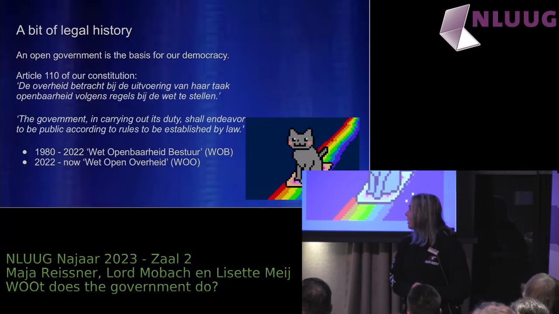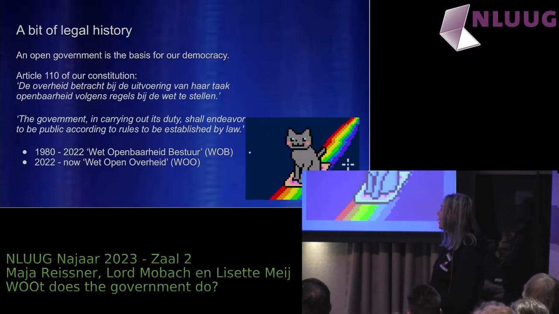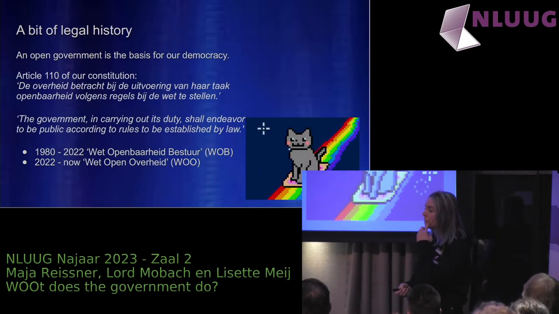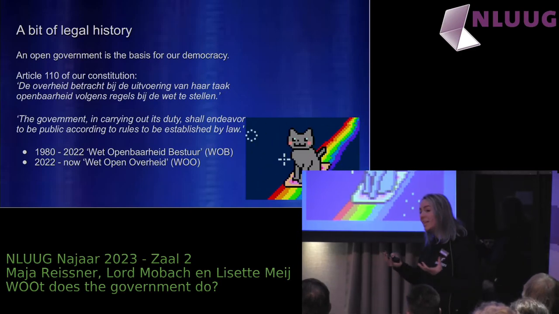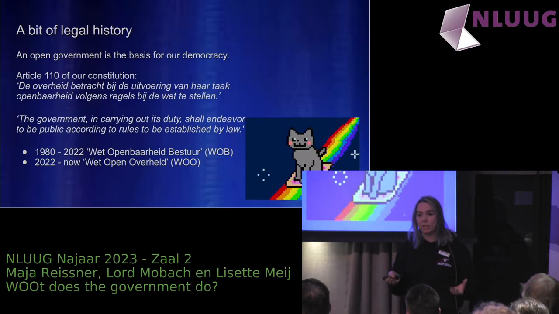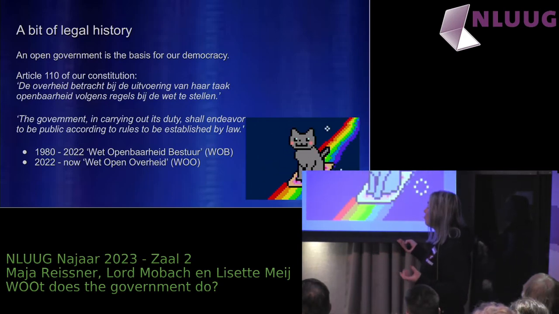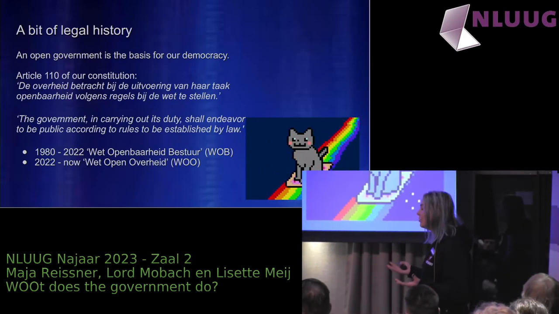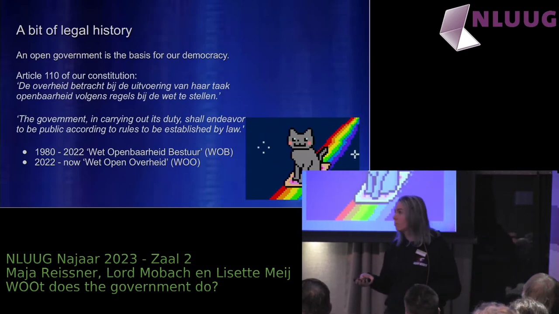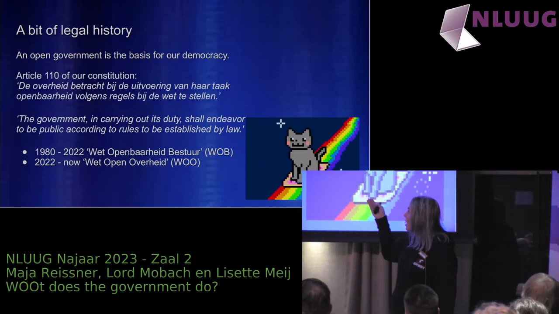So to take you back in history, like I said, the basic rule is that information has to be disclosed, and we need that to have a good working democracy. So it's our basis for everything. We need to know what the government does to have a working democracy. And we even have it laid down in the Constitution.